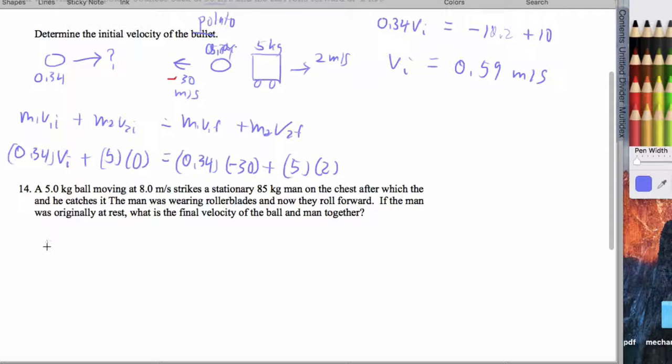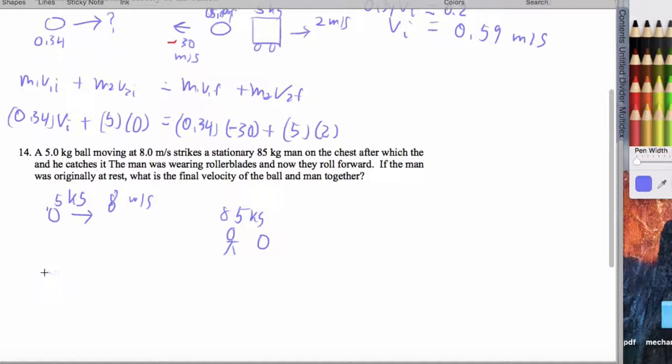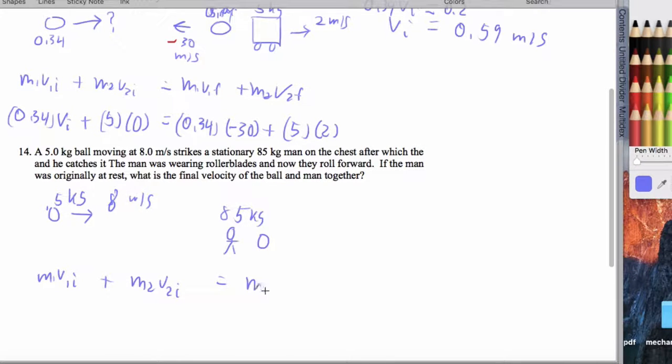Now, the 5 kilogram ball moving at 8 strikes something, they hit and stick, so let's be clear. So we've got 5 kilograms moving at 8 meters per second, and we have the 85 kilogram dude moving at 0. And then they hit and stick. So I've got here M1 V1 initial plus M2 V2 initial equals M1 V1 final plus M2 V2 final.